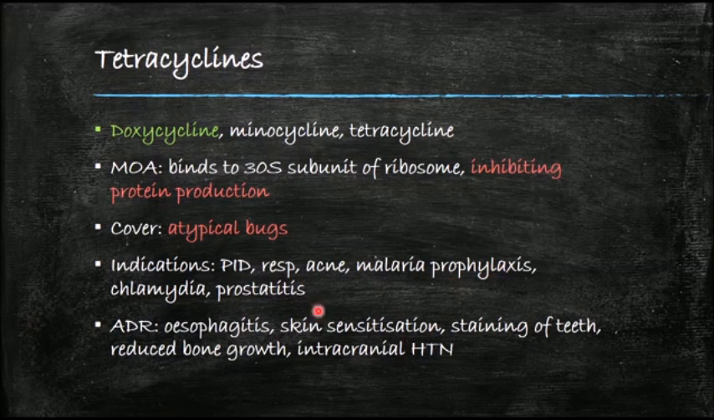They can cause esophagitis, like we talked about with alendronate and risedronate, the bisphosphonates. And they can cause staining of teeth, and they shouldn't be used in pregnant people because it can cause bony deformities of the fetus. What are your atypical bugs? You guys know? Commonly your atypical bugs can be things like Campylobacter, Haemophilus, Moraxella, Pasteurella, Yersinia, Chlamydia, things like that.